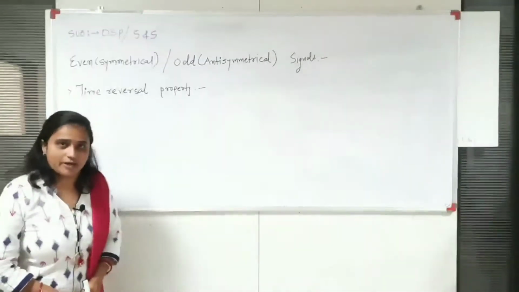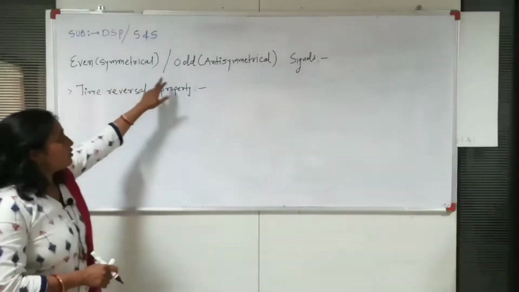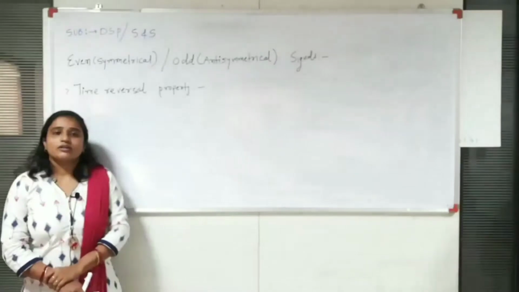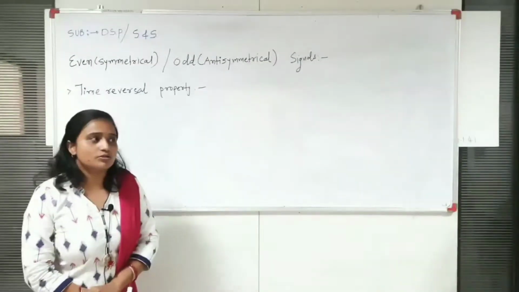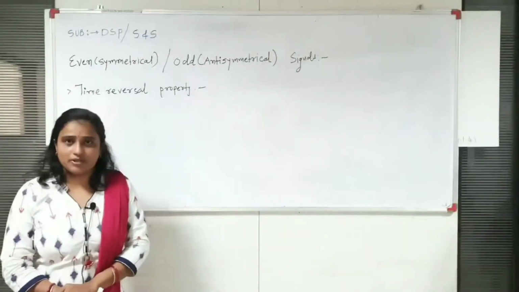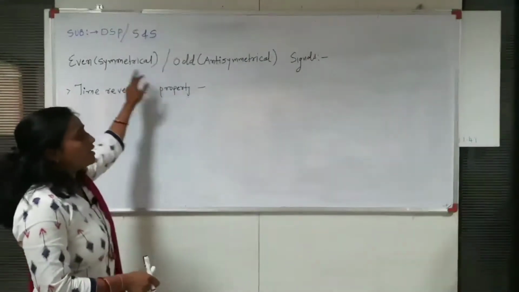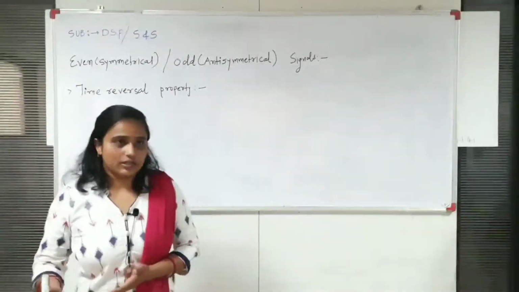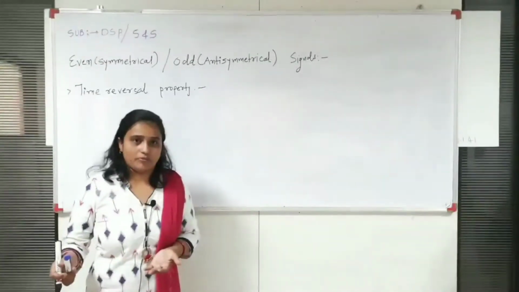And today my topic is even or symmetrical, and odd or anti-symmetrical signals. This topic is very useful for the university examination as well as in the GATE examination, and also in some other competitive examinations. So first we will understand the meaning of symmetrical and anti-symmetrical. The simple meaning of symmetrical is similarity, and anti-symmetrical means it's not a similarity property.